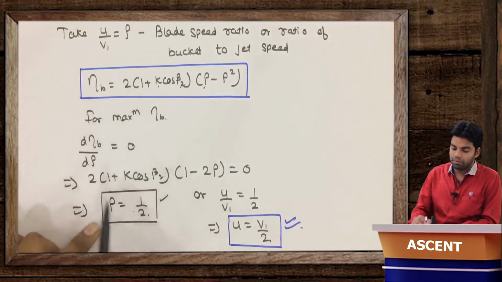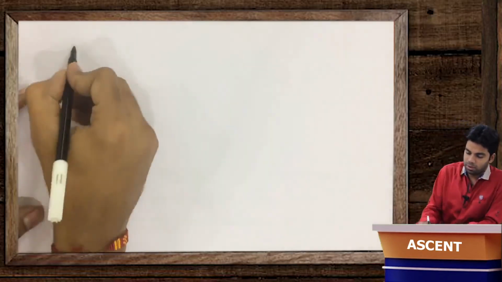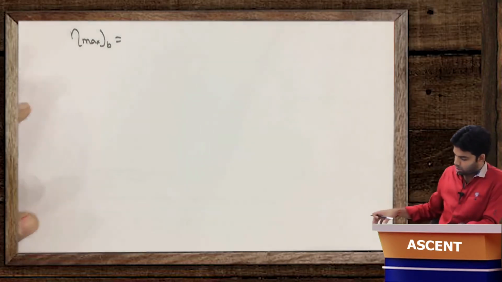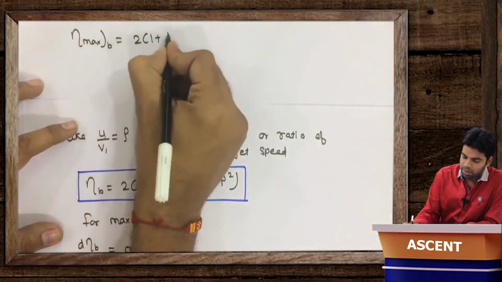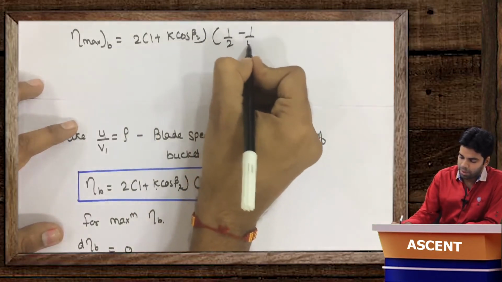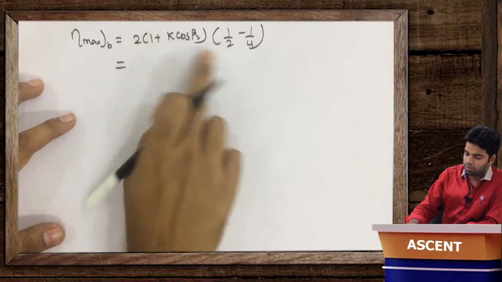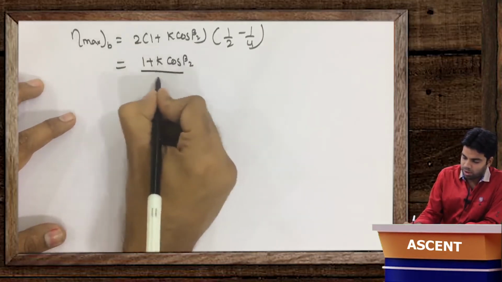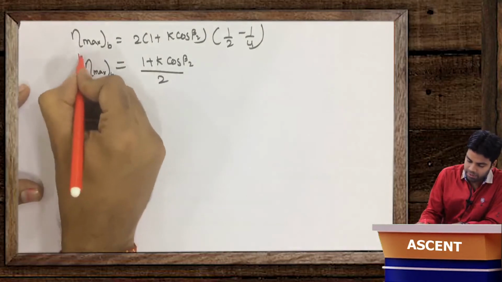So in order to get the maximum efficiency, just put the value of rho here, we will get maximum blade efficiency. Okay, so maximum blade efficiency will be equal to what? Maximum blade efficiency will be equal to 2 into 1 plus k cos beta 2. Okay, just put the value of rho 1 by 2, so this will be 1 by 2 minus 1 by 4. Okay, so this 1 by 2 minus 1 by 4 is 1 by 4, the 2 will get cancelled out, and we will get 1 plus k cos beta 2 divided by 2. This is the maximum blade efficiency, expression for maximum blade efficiency.